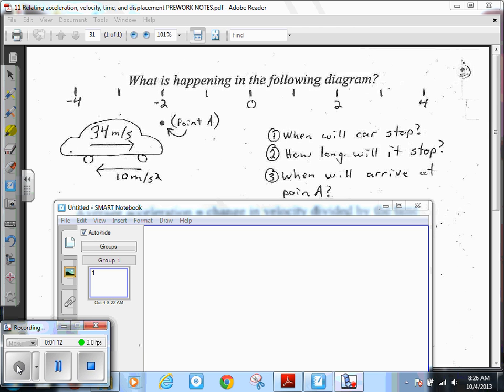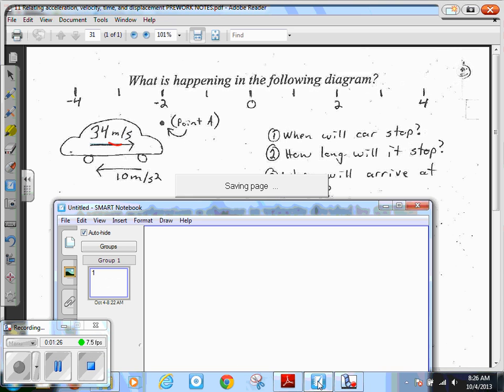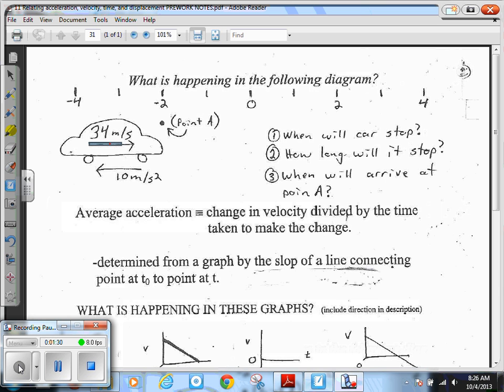Andrew. After 3.4 seconds? At 3.4 seconds is the correct answer, right? Because look, we've got a velocity here of 34 meters every second. That means after 1 second, if that car remains at that velocity, it's going to go how many meters? 34. Very good. But we have an acceleration of 10 meters per second squared.